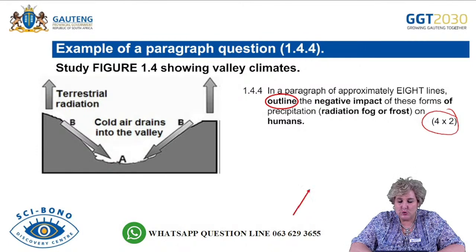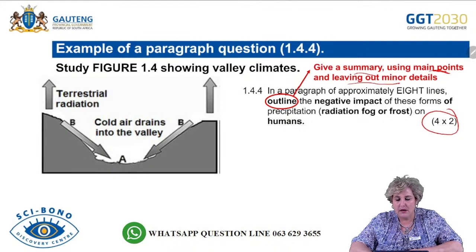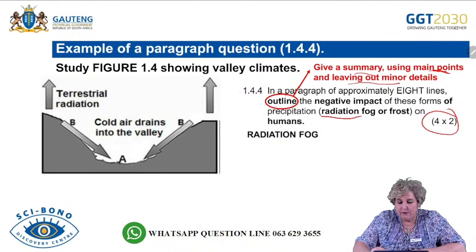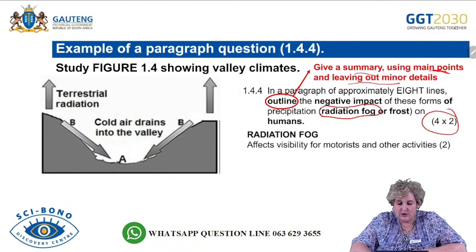What do you do when they ask you to outline? You must give a summary using main points, and you must leave out minor details. So you must just give a summary with main points of what? The negative impact of these forms of precipitation, which is radiation fog or frost, on humans. With this one, I'm going to help you. Now, first we have to refer to radiation fog. So I will have a heading that says radiation fog.